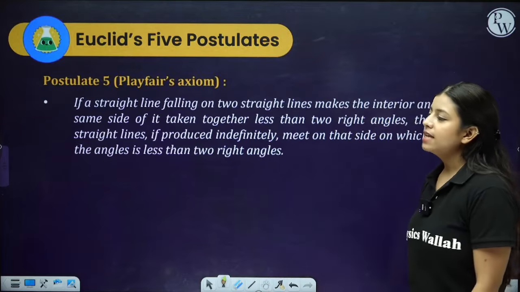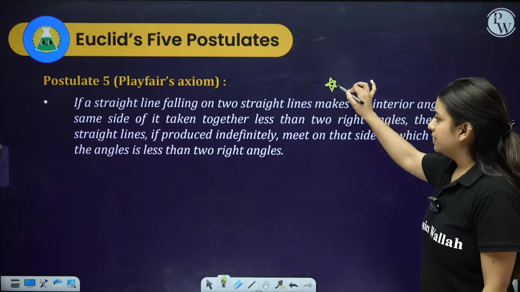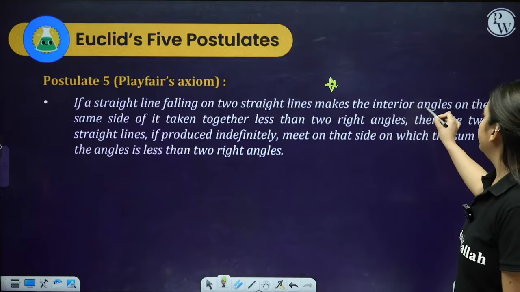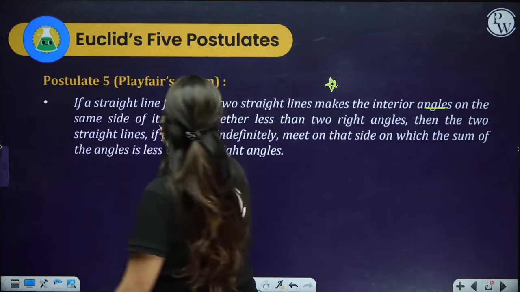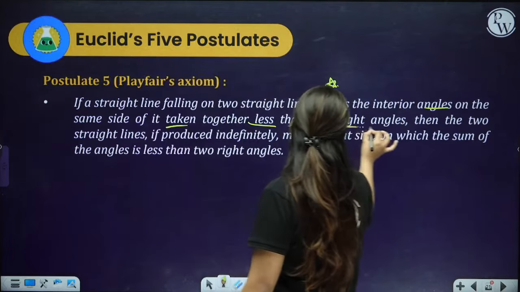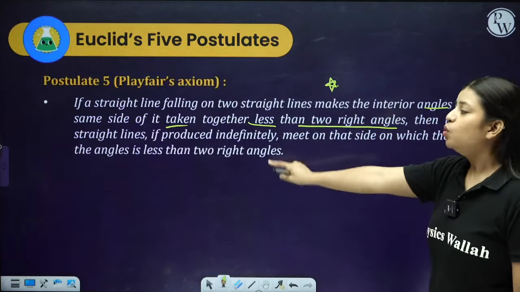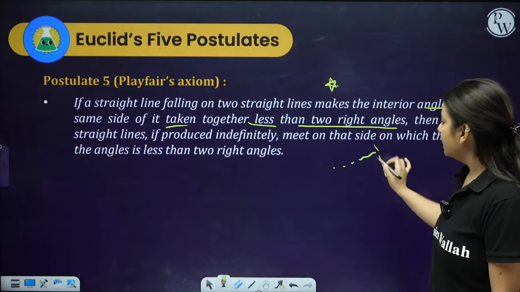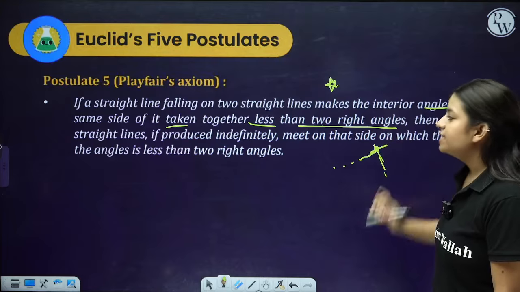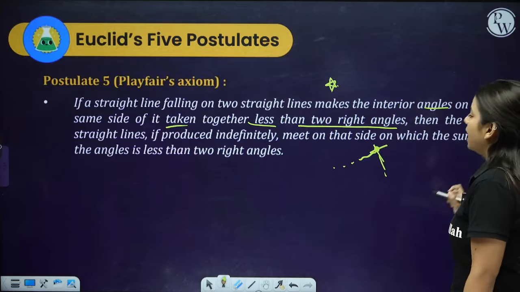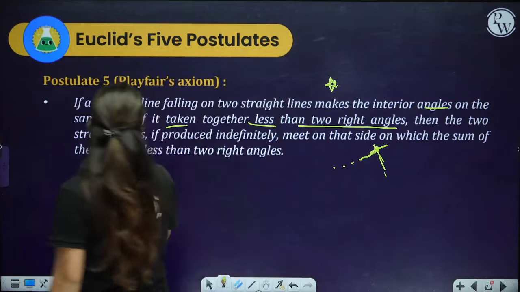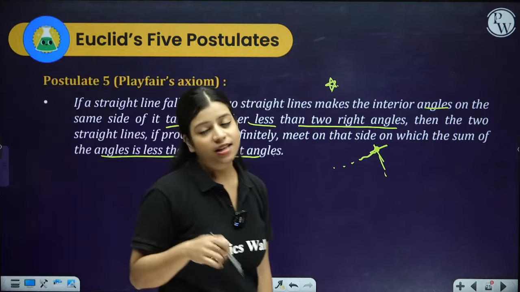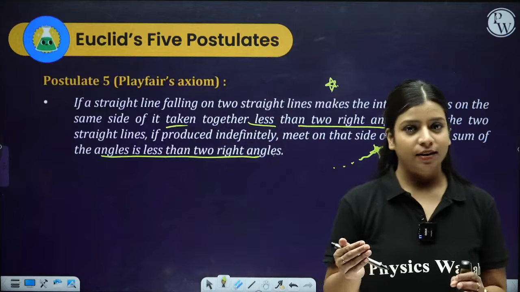Next, Playfair's axiom, an important one. Let's understand this. If a straight line falling on two straight lines makes the interior angles on the same side of it taken together less than two right angles, then the two straight lines, if produced indefinitely, meet on the side in which the sum of the angles is less than two right angles. That means less than 90 degrees, 2 of 90 degrees.